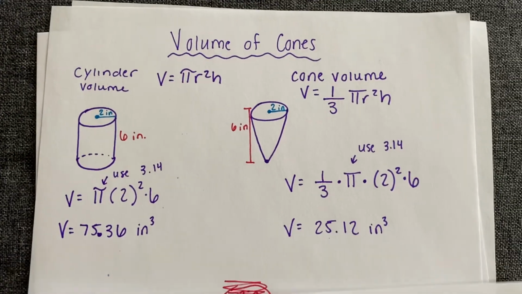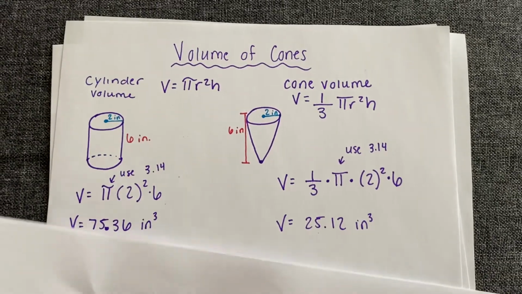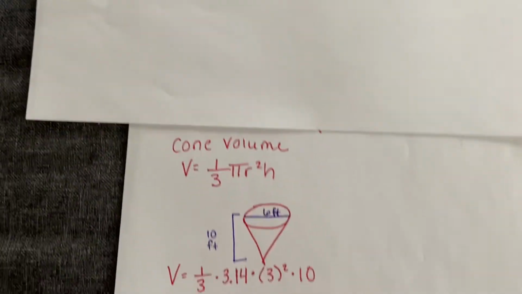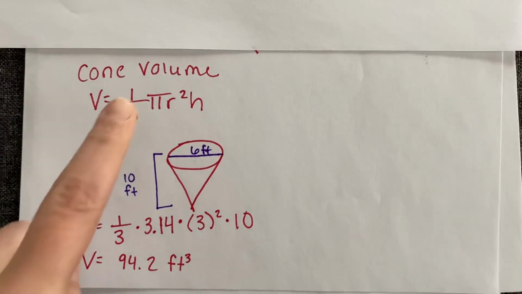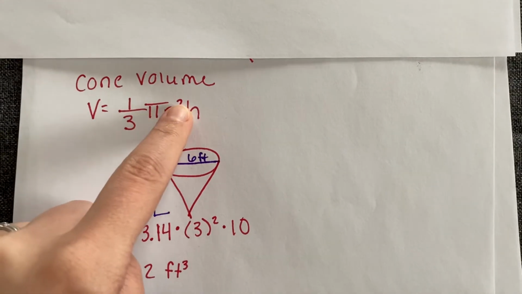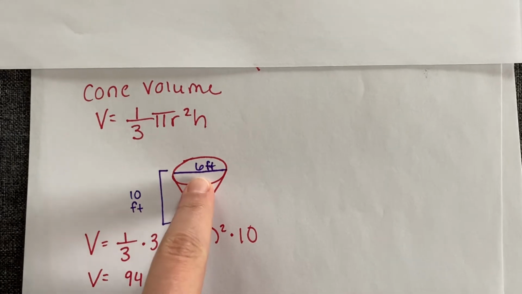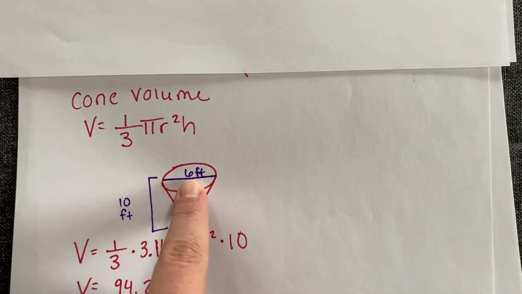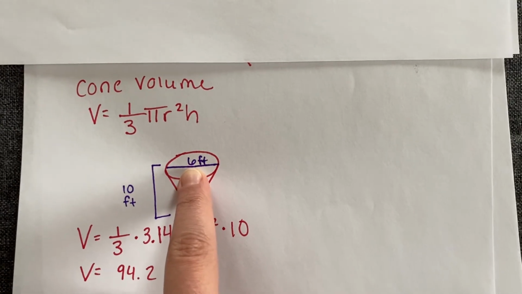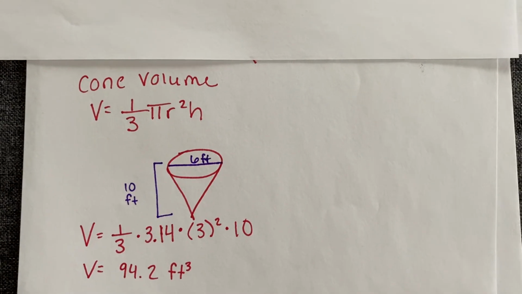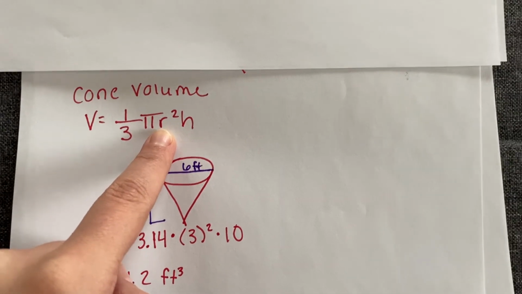So let's do another example. Let's do another example of just a cone. So down here, I have the cone volume formula, 1/3 times pi times the radius squared times height. If you notice though, right here, I don't have a radius. This is my diameter. Do we want to use diameter for this formula? Does that say diameter? No, this is radius.